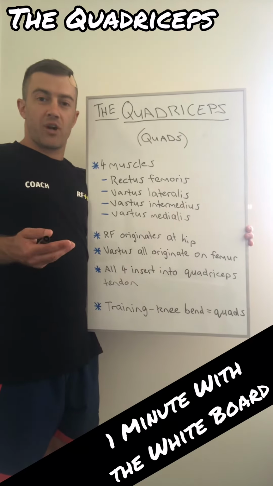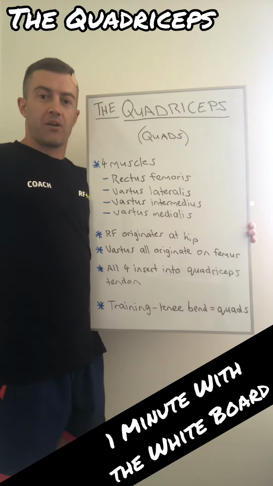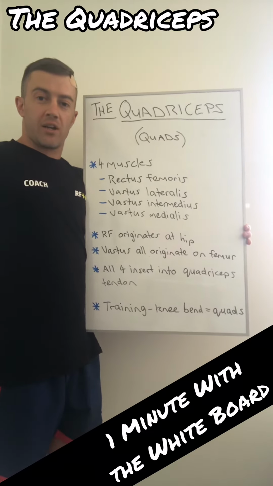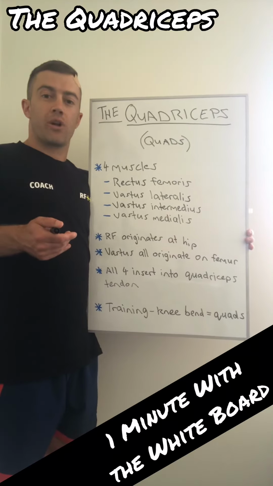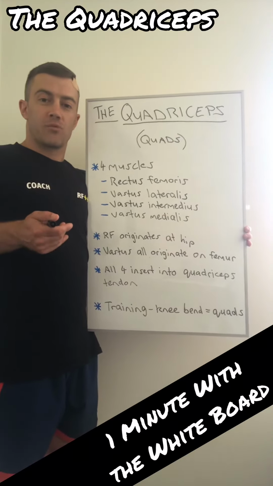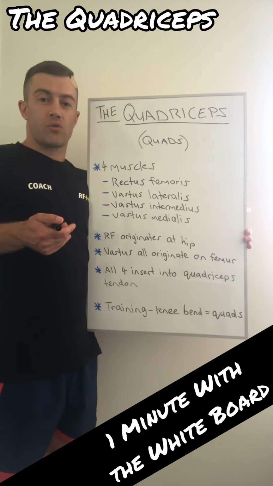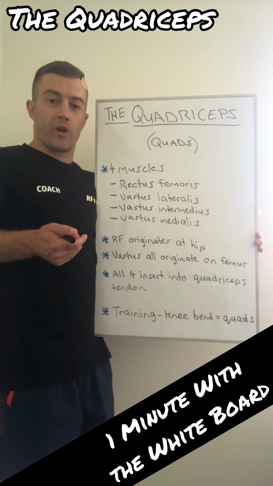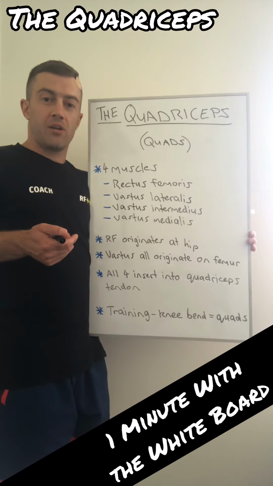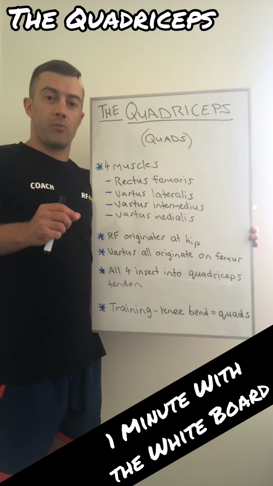So what does this mean for your training? So if you're trying to target the quads, we want to think knee bend. The more knee bend you get in an exercise, the more quad dominant that exercise is going to be. So take squatting for example. Most people assume squatting is a very knee dominant exercise, which it is, but it depends how you squat. So if you're someone that squats in a way that your knees push forward over your toes and you get a lot of deep knee bend and your trunk doesn't collapse too far forward, it's going to be more of a quad dominant movement.